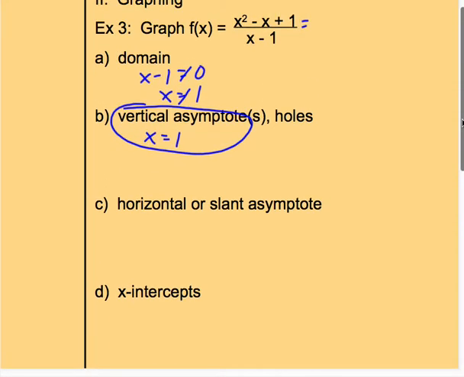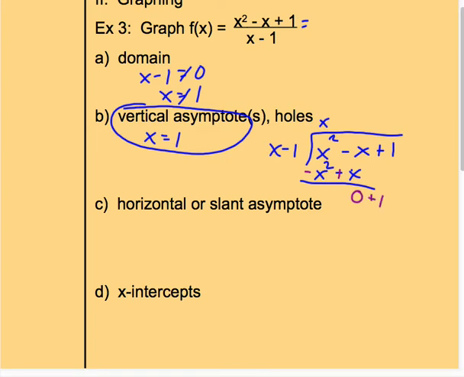I don't feel like I really gave myself enough room for the long division, so I'm going to start that over here. x times x gives us x squared. Changing the sign so that I can add instead of subtract, I get 0. And of course my remainder is 1, which we ignore, so my slant asymptote is y equals x.